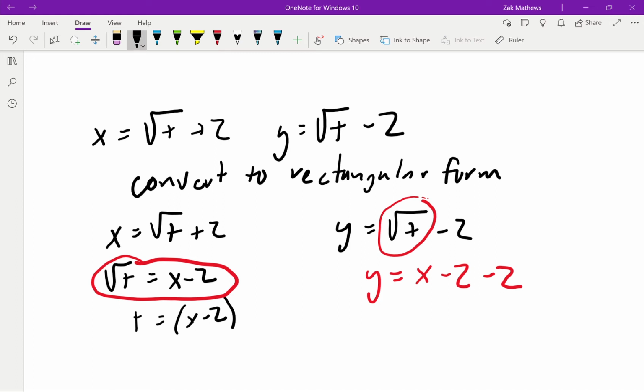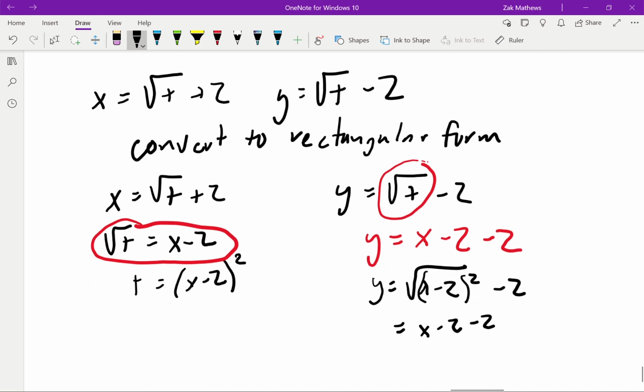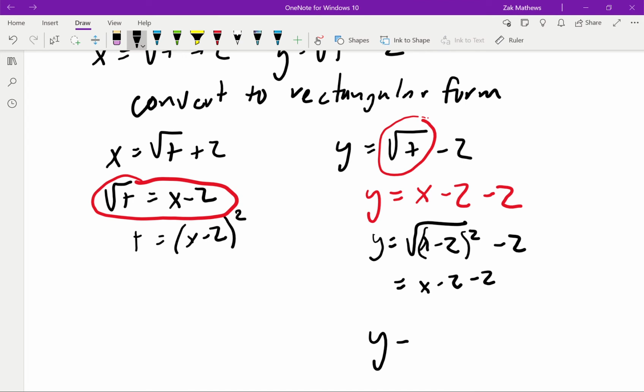Now if I'd wanted to, I could have also written that as y is equal to the square root of what t was, which is x minus 2. I should have had a squared on it: y is equal to the square root of (x minus 2) squared, minus 2. If we take the square root of a squared, we're just left with x minus 2 again. So any which way we do this, we're going to get the equation y is equal to x minus 4.